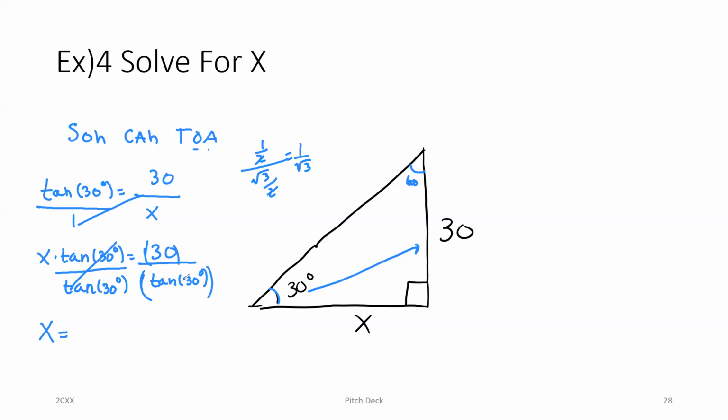So I put that in the calculator and I get 51.96. Let's just round to whole numbers because everything else is in whole numbers. So it would be 52. So this leg, or the side length, is going to be 52 units. Okay, go ahead and absorb that. Move on to example 5.